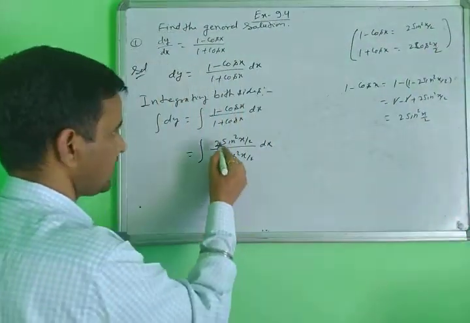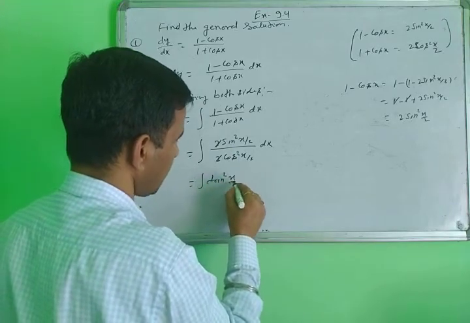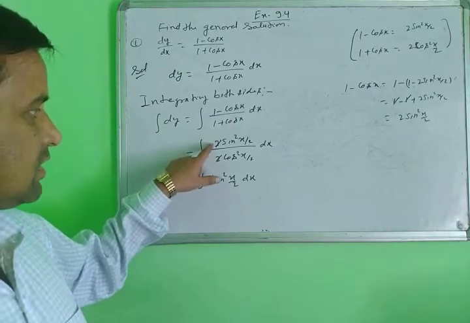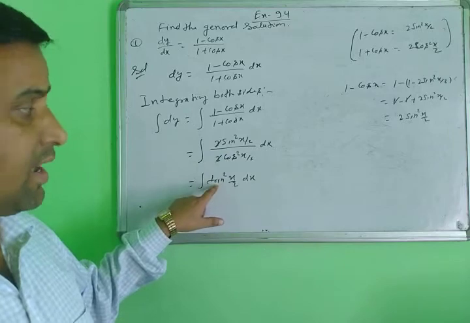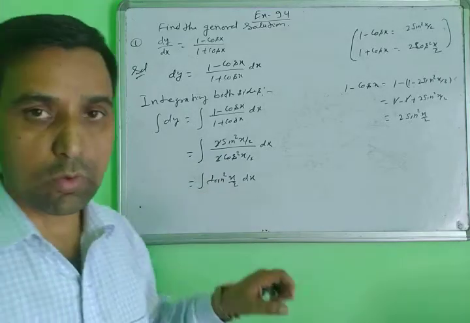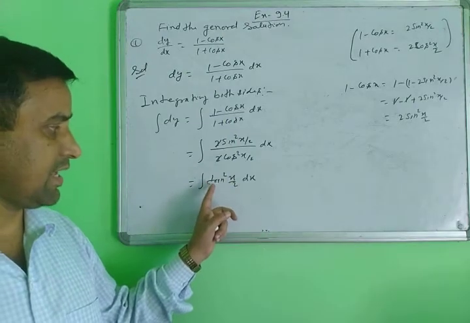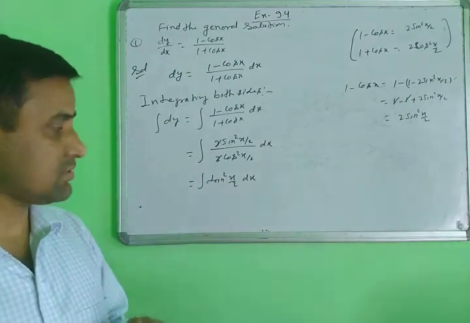So then 2 will be cancelled here. What is left? Tan square x by 2 dx. This portion will be cancelled here. So what is left here? Sin square upon cos square, that is tan square. After that, you have no direct identity to integrate tan square.